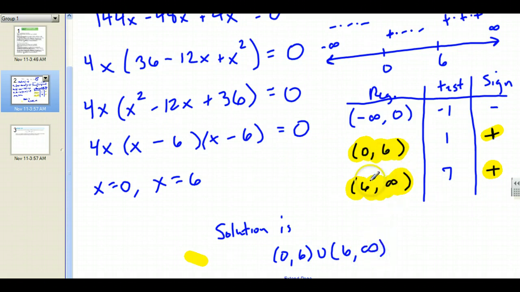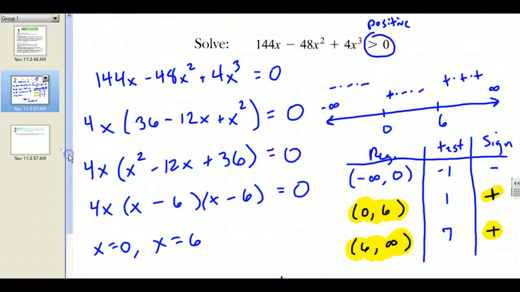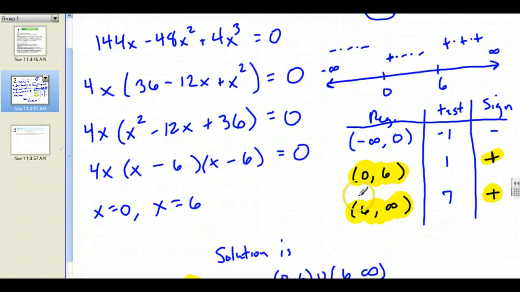Make sure you break it up, because 6 makes it equal to 0, and this is strictly greater than 0, so 6 can't be included. So make sure that you're paying attention to that kind of stuff.